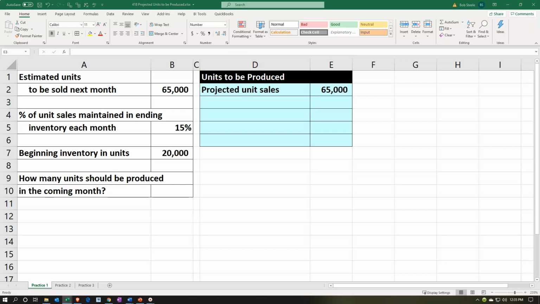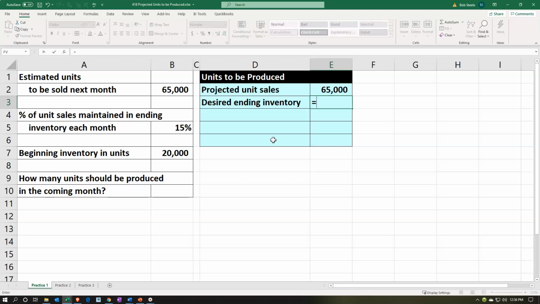Now, the desired ending inventory, how much we hope to have in ending inventory, because we might say, hey, I might sell more than that. So I want to have a cushion of some kind, not just 65,000, exactly what I believe I'm going to sell. We're going to take that 65,000 and say that we want a percentage of sales maintained in the ending inventory. So I would like to have 15% of whatever I think I'm going to sell still in ending inventory in case sales are higher than projected, so that I have enough to cover.